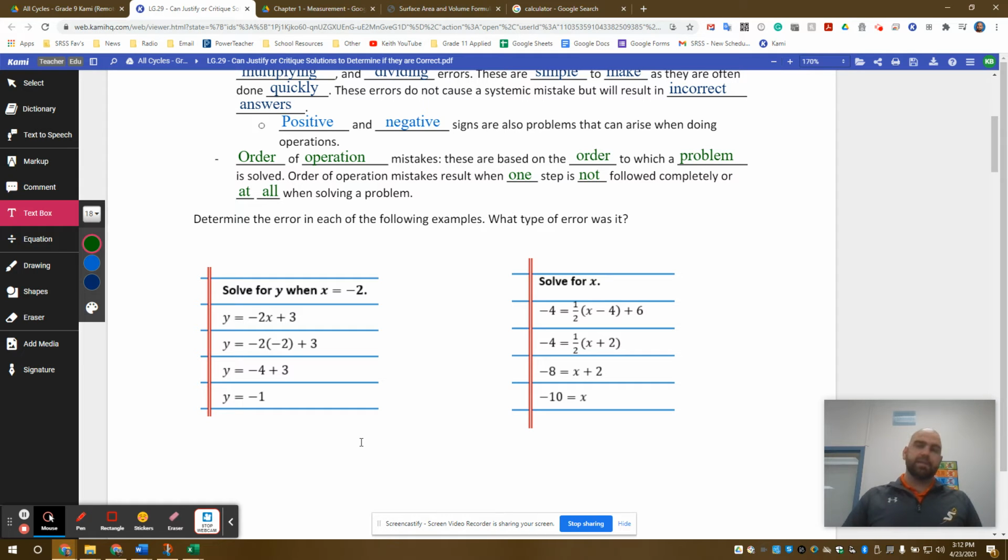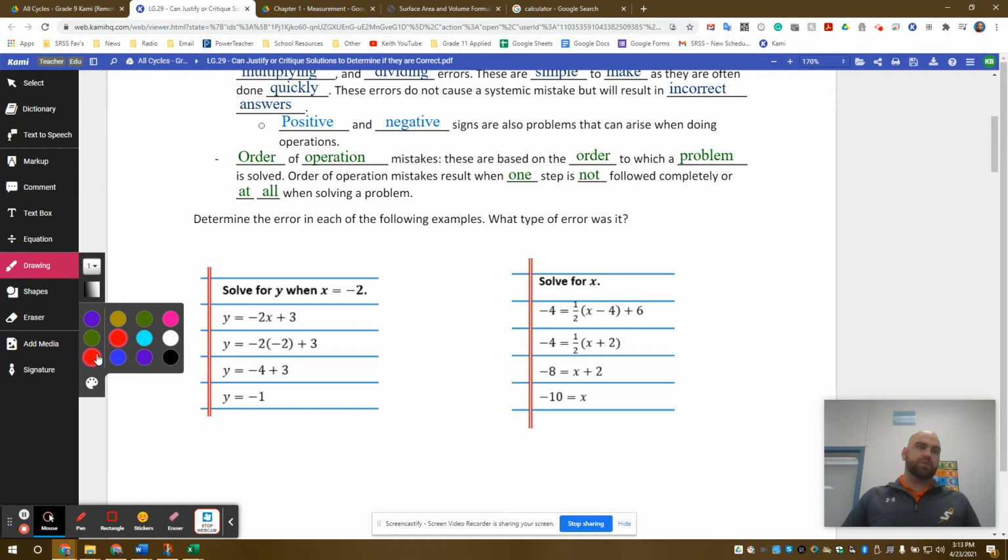What we're going to be doing in this lesson and in the assignment is taking a look at a question and trying to figure out where the mistake was made. So I'm going to be asking you to solve these questions. Let's take a look at the first one. We're going to just diagnose where these mistakes are made, and we're going to try to solve that later on. This first one says solve for y when x is equal to -2.